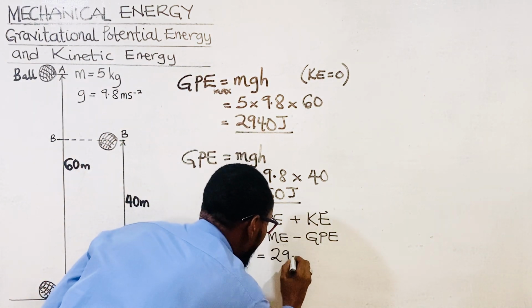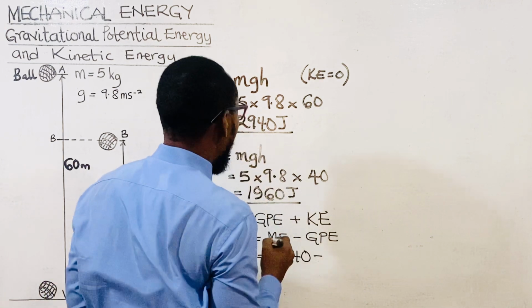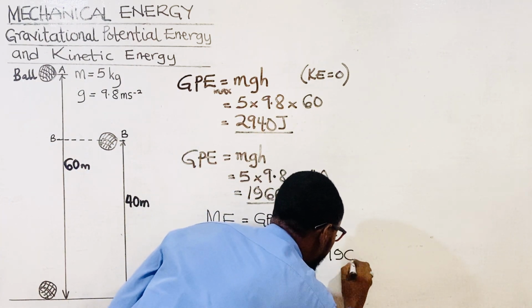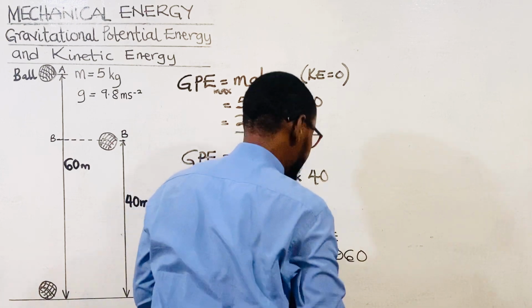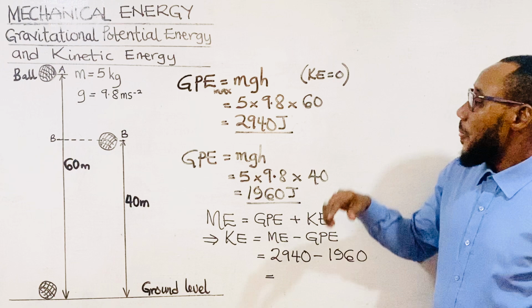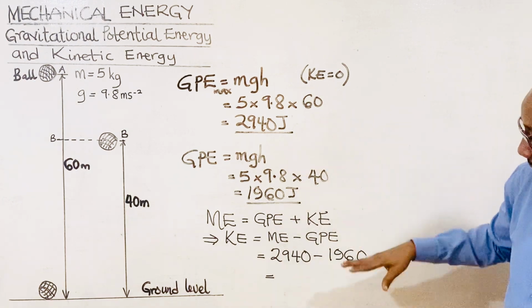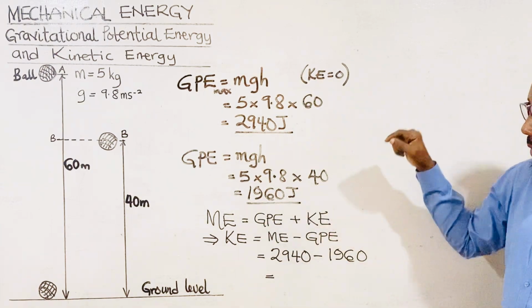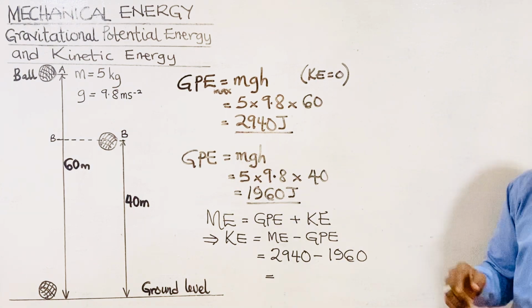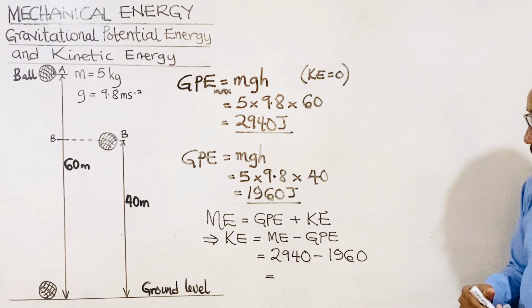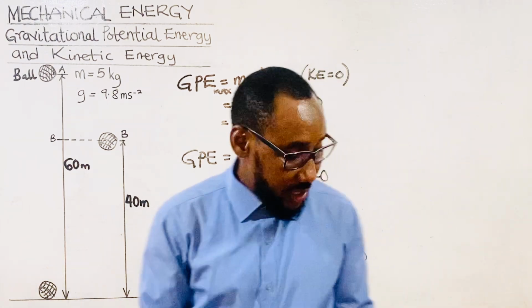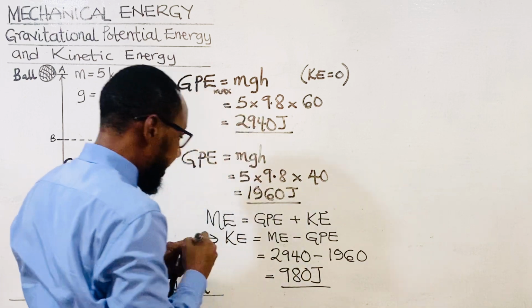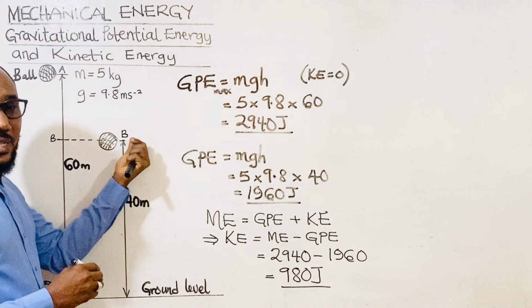So our mechanical energy 2,940 minus our gravitational potential energy at point B, which is 1,960 joules. I hope we are getting this point. All right. So the kinetic energy that we have at point B is going to be equal to the mechanical energy in the whole system minus the gravitational potential energy at that particular point, because the two should always be equal to the mechanical energy. So we have 2,940 minus 1,960, and then that will give us 980 joules. So this is the kinetic energy at point B.